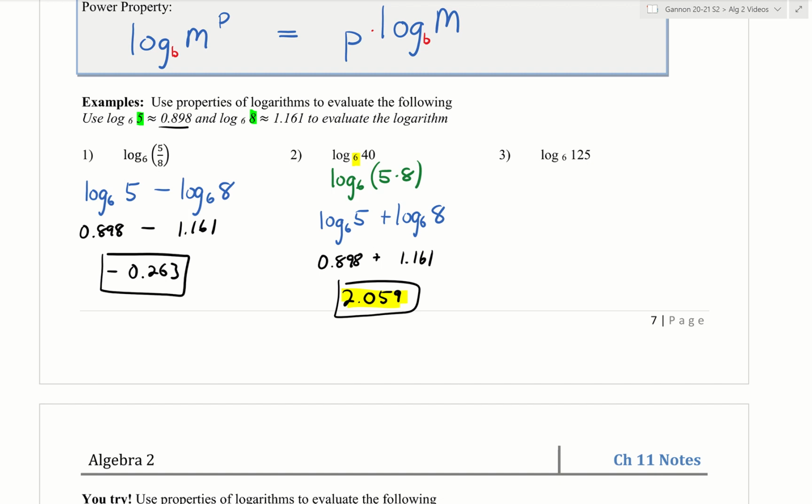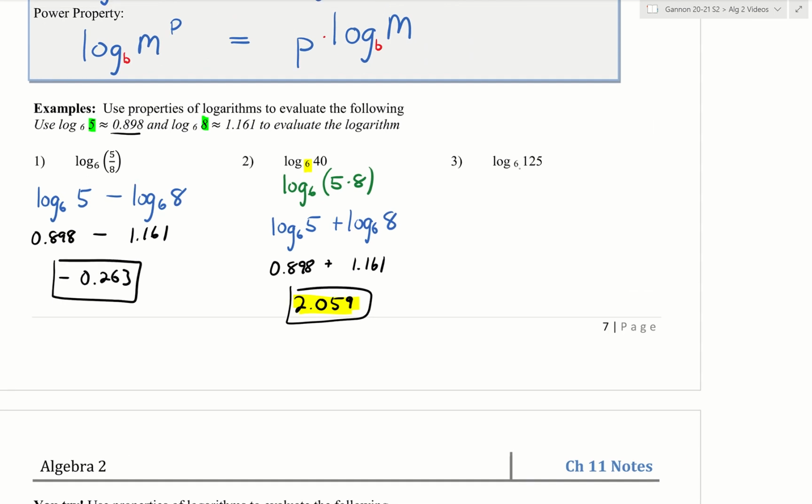All right, and then looking at the last example, pause the video and try to figure this one out on your own. All right, what you should have come up with is we need to find a way to write log base 6 of 125 using 5 or 8. And what pops into my head is that 125 is a power of 5. So I'm going to start by rewriting this as log base 6 of 5 to the third power.